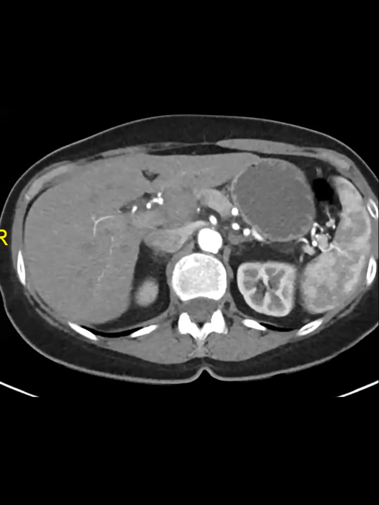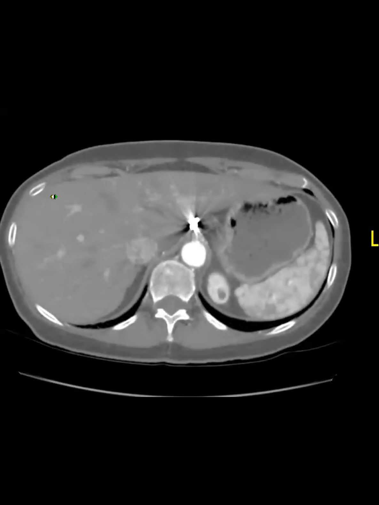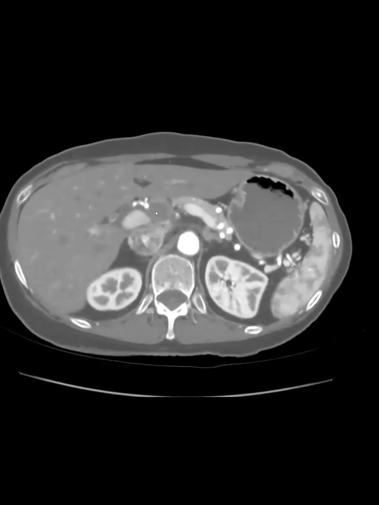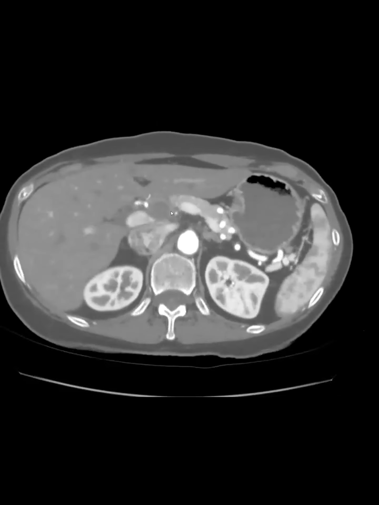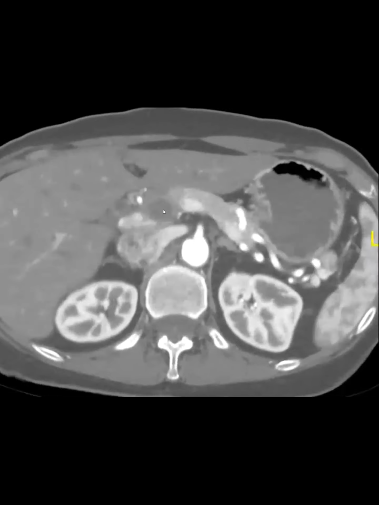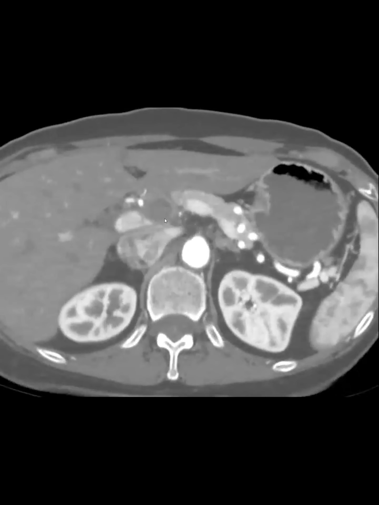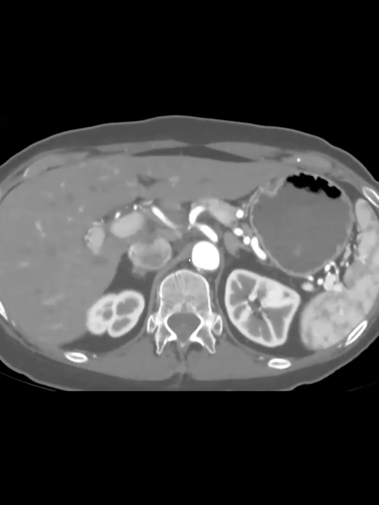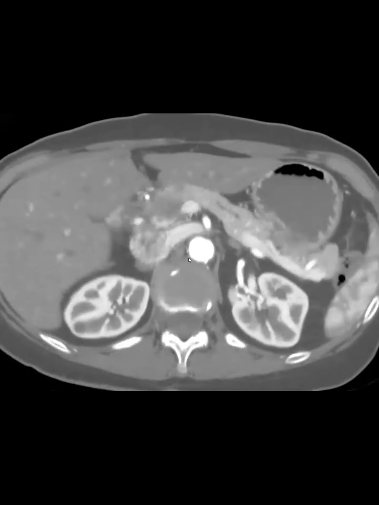You can see the celiac was embolized, and you can see that the mass is getting smaller. So indeed, this was a partially thrombosed aneurysm. This was a happy ending for the patient. She obviously went from having a very limited life span left to, we cured you. So she was happy.